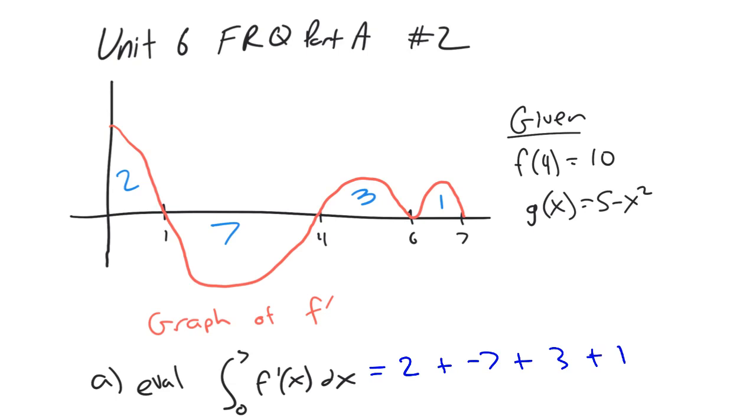Of course, that would be a good final answer. I'm going to add them together, get -5 plus 4 is -1. That's it for part A.